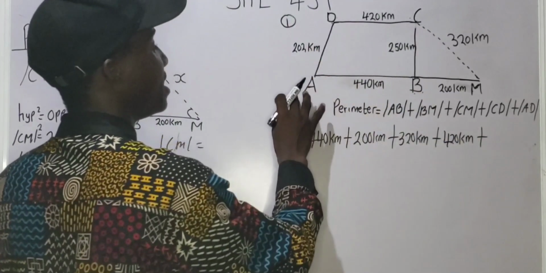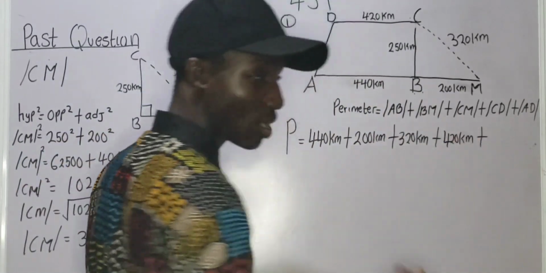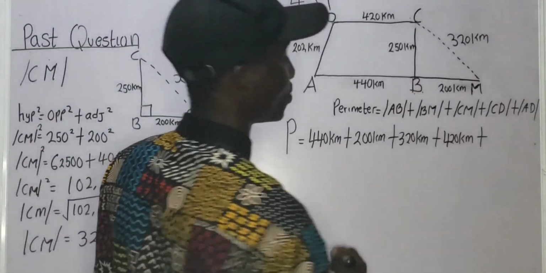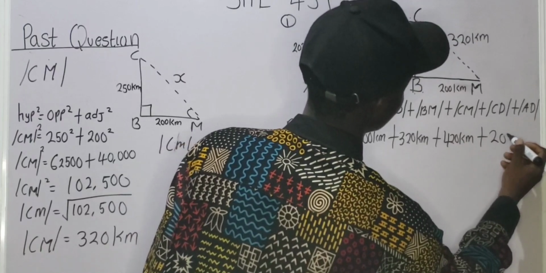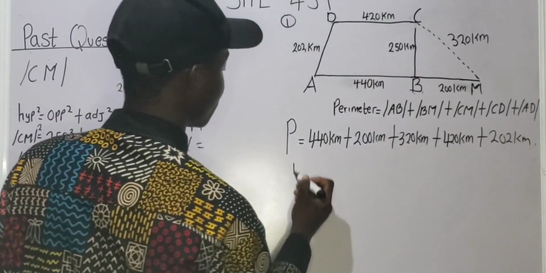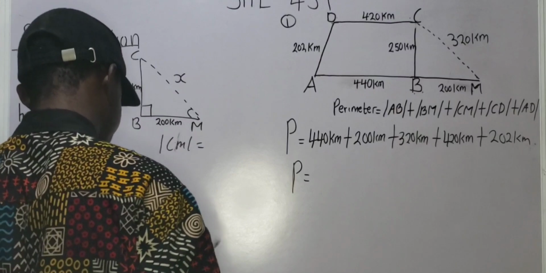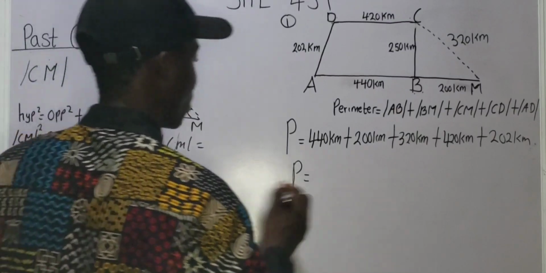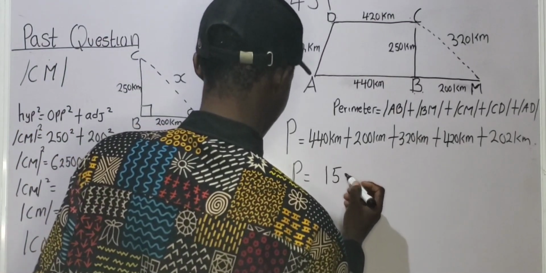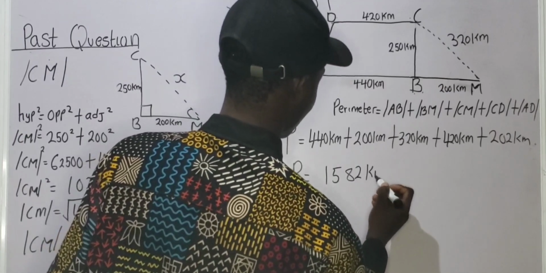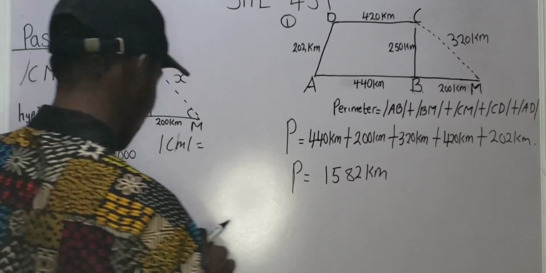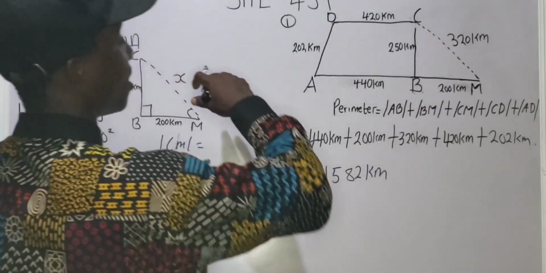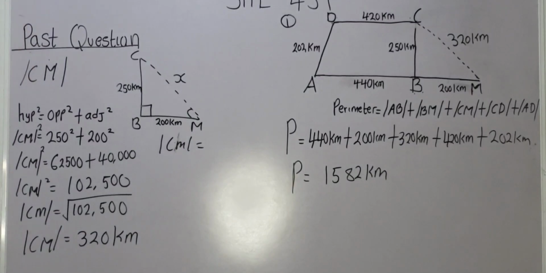Plus line DA, or line AD, anyhow you call it. Just make sure that you know the side that you are summing up. Line AD is 202 kilometers. If you add all this together, we are going to get the answer if you sum all the sides of this trapezium shape together. So that is the perimeter of the shape.